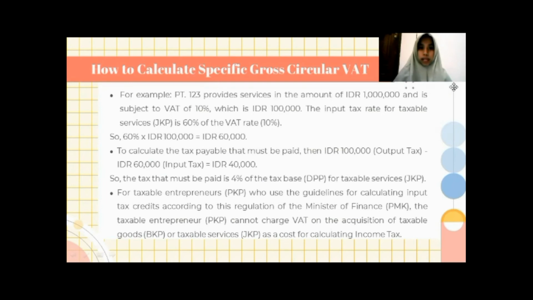The last topic that I will explain in this slide is how to calculate specific gross circulation VAT. For example, PT123 provides service in the amount of 1 million rupiah and is subject to VAT of 10%, which is 100,000 rupiah. The input tax rate for taxable service or JKP is 60% of the VAT. So 60% times 100,000 is 60,000 rupiah. To calculate the tax that must be paid, 100,000 rupiah as output tax minus 60,000 rupiah as input tax equals 40,000 rupiah. So the tax to be paid is 4% of the tax base or DPP for taxable service.